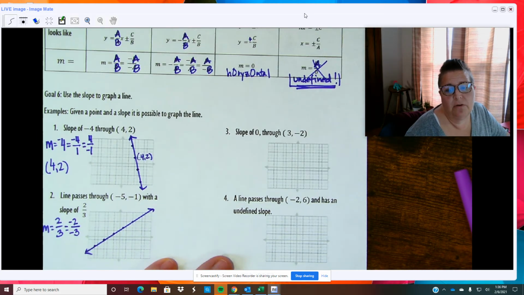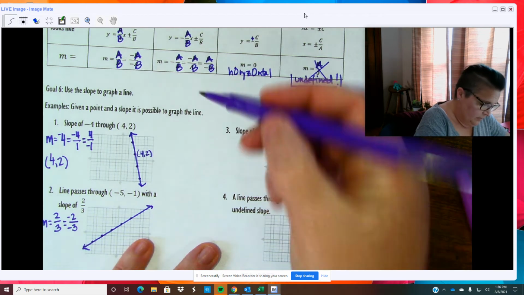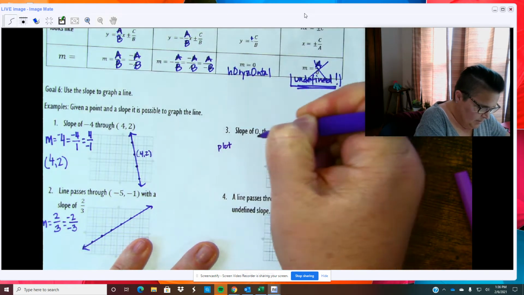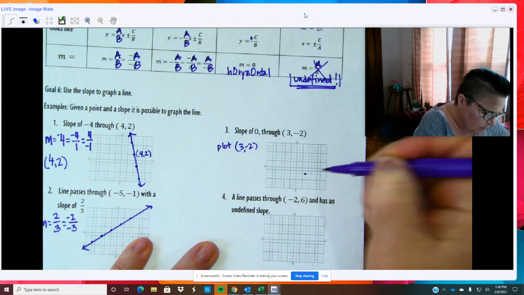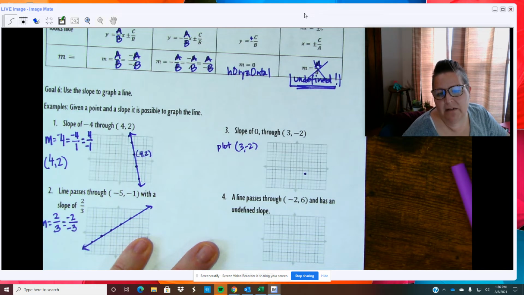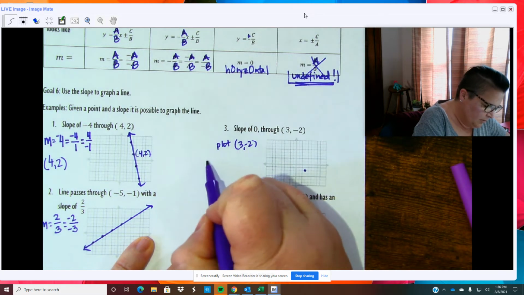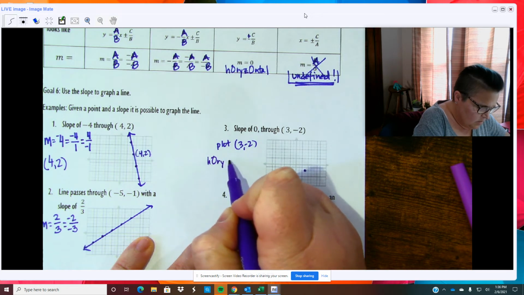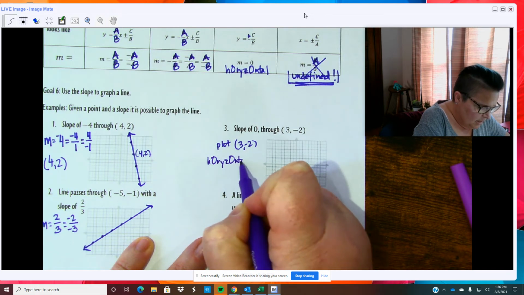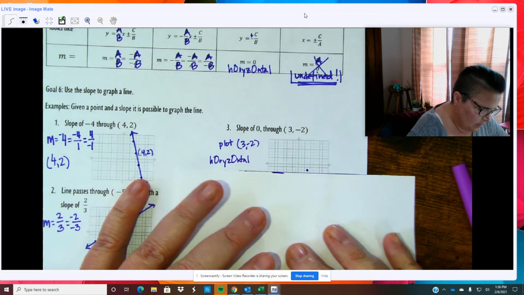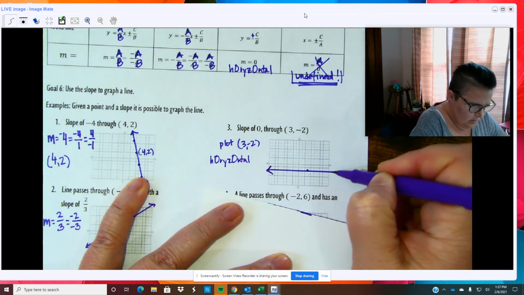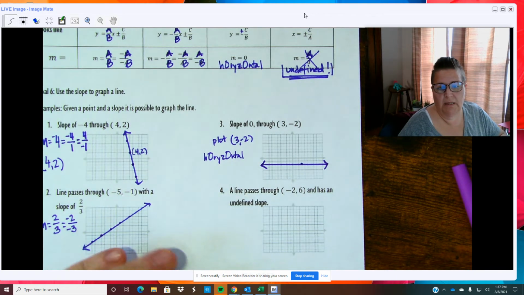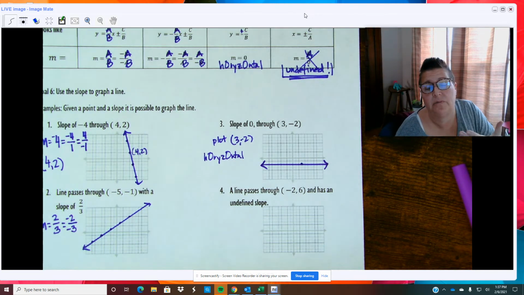Now I need a slope of 0 through the point 3, -2. So the idea here is we're going to plot 3, -2. So I'm going to find 3, -2. There she be. In my tiny little graph, over 3, down 2 from the origin. And a slope of 0. A slope of 0 is a horizontal line. So a 0 slope is a horizontal line. Flat line. Okay?